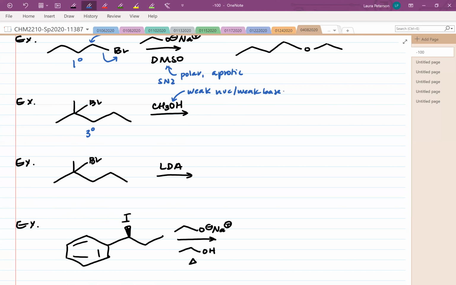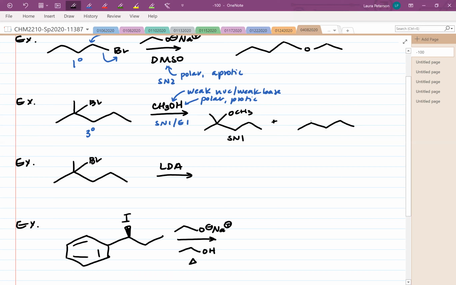Something else about methanol: yes, it's a weak nucleophile and a weak base. It is also a polar protic solvent. For all of those reasons, we're going to predict an SN1/E1 reaction. For SN1, we're going to do the substitution. If we had a chiral center, we would generate a racemic mixture. In this particular case, we don't. So there's the SN1 product. And then remember that the E1 product is going to follow Zaitsev's rule, so we're going to put the alkene at the most substituted position. And so we would get this mixture of substitution and elimination products, SN1 and E1.